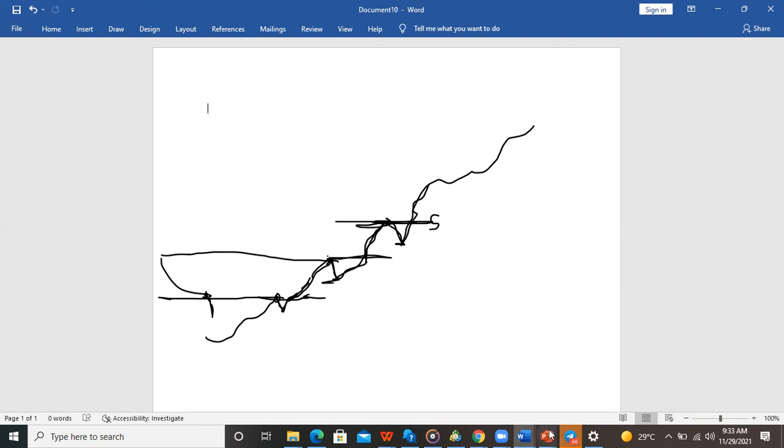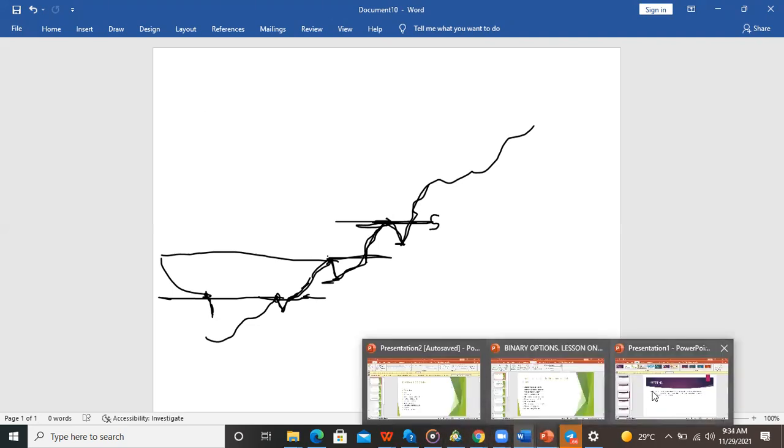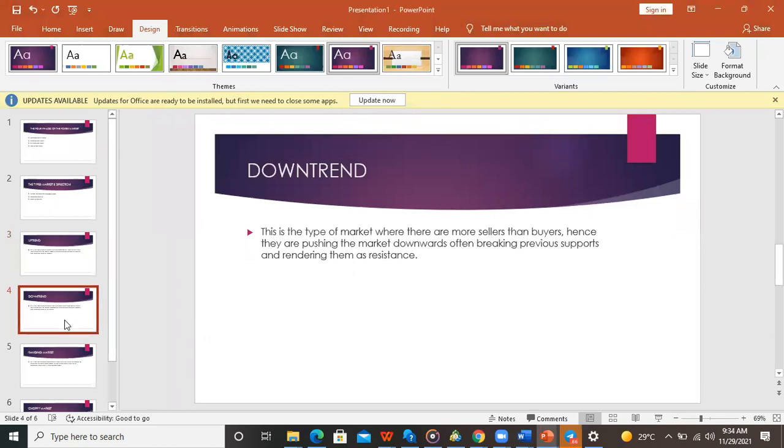All right, so now let's go to the second one. Now we have downtrend. The second one is a downtrend. Now the downtrend is just the opposite of an uptrend. All right. So this is my personal definition of a downtrend. Okay. This is the type of market where there are more sellers than buyers. Hence, they are pushing the market downwards, often breaking previous supports and rendering them as resistance.